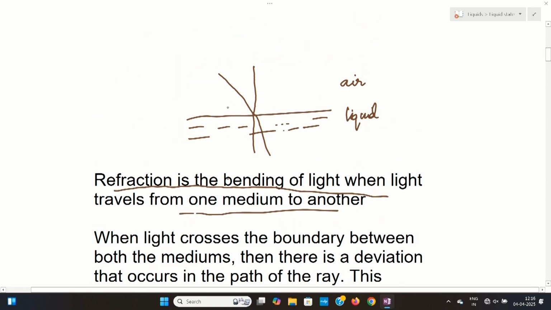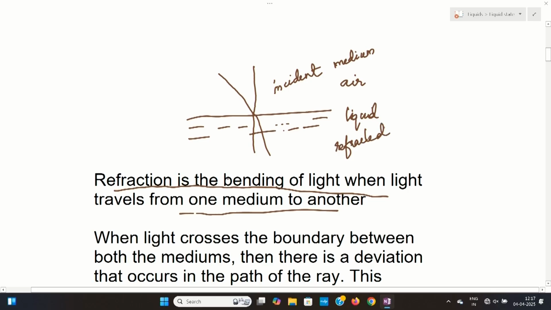When the light travels from one medium to another, the medium where the light is incident is called the incident medium. Here air is the incident medium, and where the light is refracted is called the refracted medium. Here the liquid is the refracted medium.